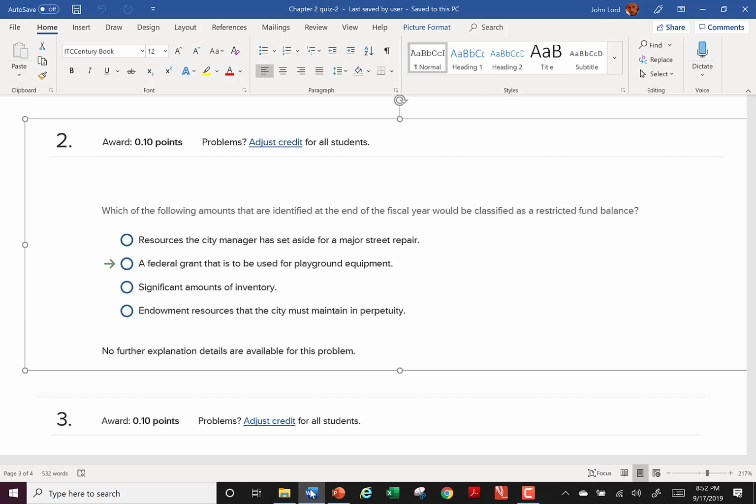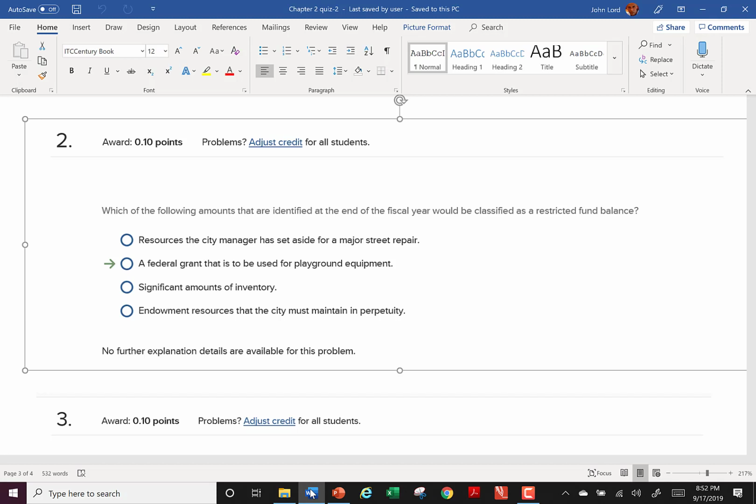A federal grant that is to be used for playground equipment? Yes, that's outside. And you say, wait a minute, the federal government's the government. Yeah, but it's outside of the state or local government to whom that money's being given, right? Therefore, they have to use that for the playground, so that money's restricted, right? Significant amounts of inventory is going to be non-spendable, isn't it? Remember, restricted, committed, assigned, unassigned are all spendable.